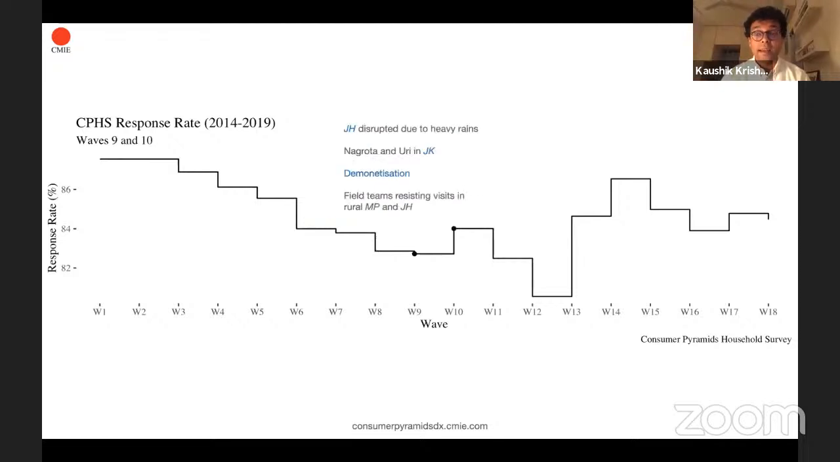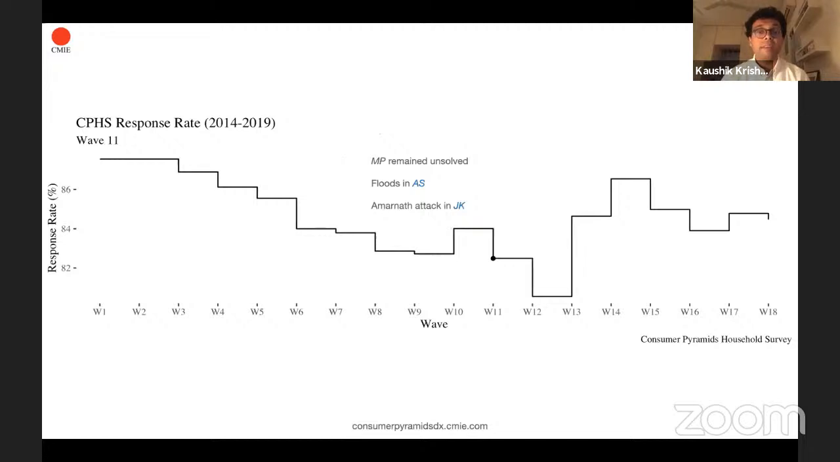In wave 9, there were quite a few acts of God. Jharkhand was again disrupted by heavy rains. There were the Uri attacks and the Nagrota attacks in Jammu and Kashmir. There was demonetization. On top of that, there were also survey issues. Our field teams continued to resist making visits into more internal rural parts of Madhya Pradesh and Jharkhand. In wave 11, Madhya Pradesh continued to be a difficulty for us. There were floods in Assam. There were attacks in Amarnath and Jammu and Kashmir.